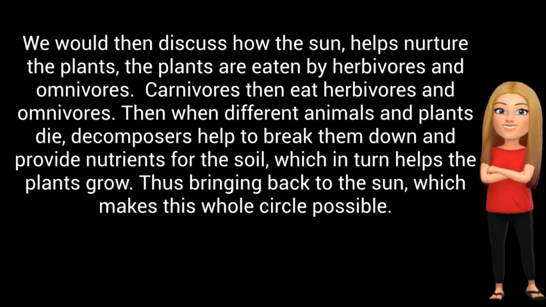As a class, we would then discuss how the sun helps nurture the plants, that the plants are eaten by herbivores and omnivores, that carnivores then eat herbivores and omnivores. Then, when different animals and plants die, decomposers help to break them down and provide nutrients for the soil, which in turn helps the plants grow, thus bringing us back to the sun, which makes this whole circle possible.